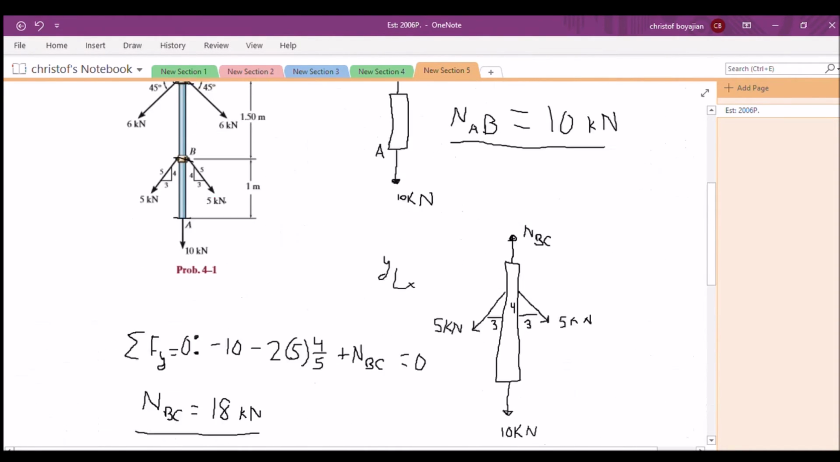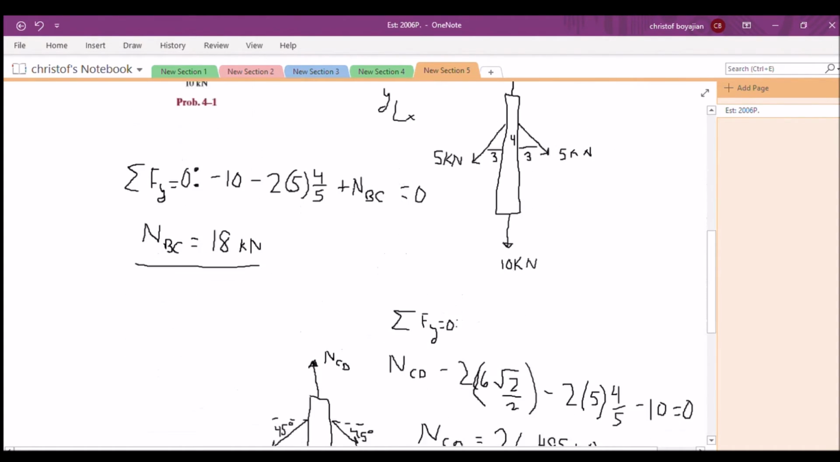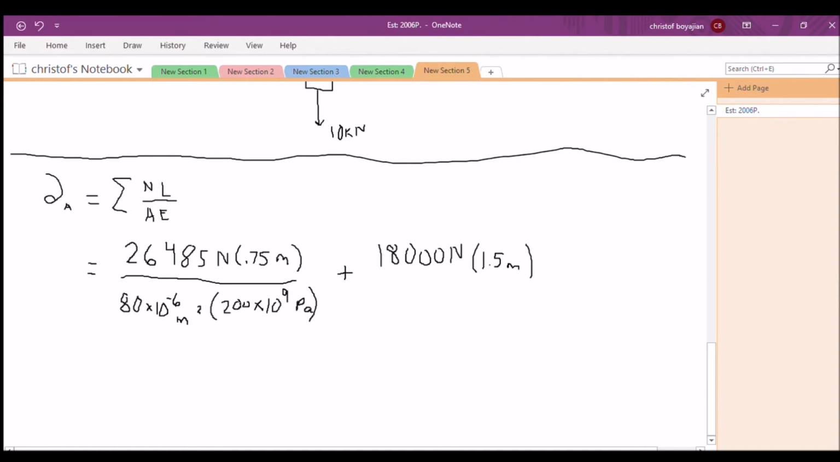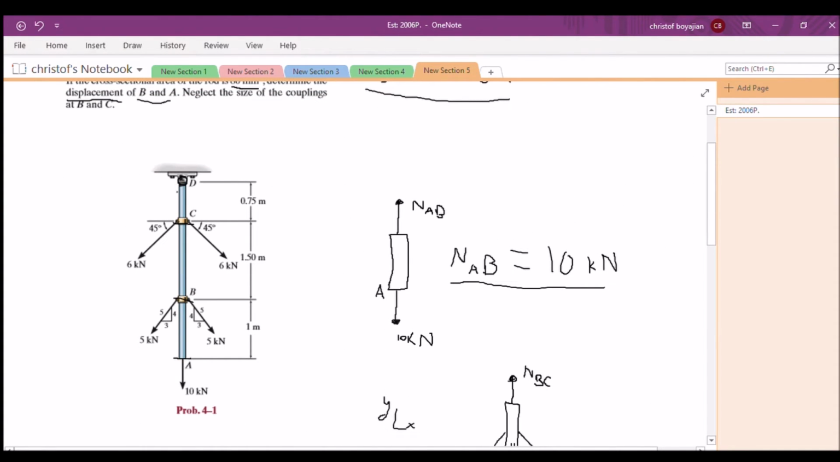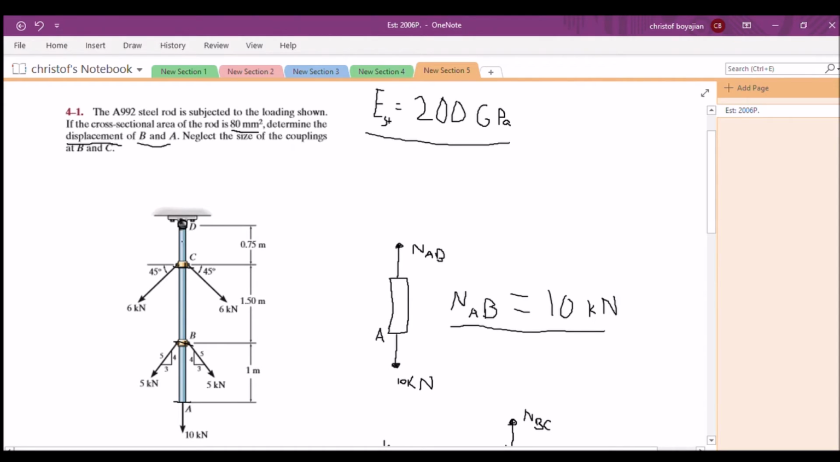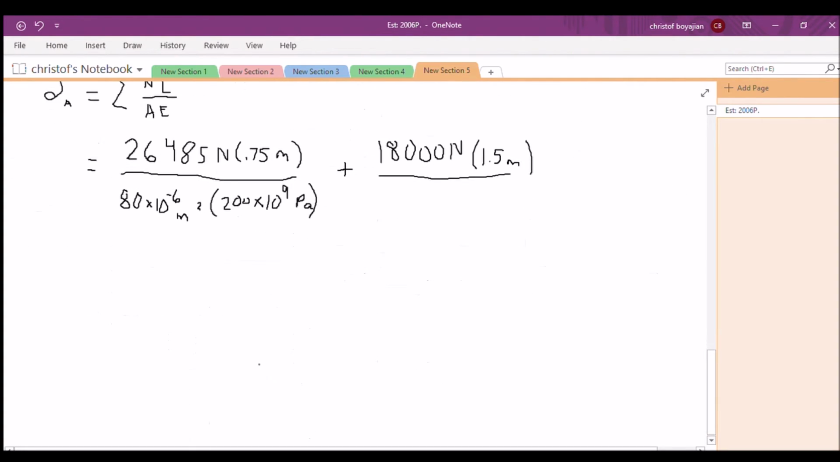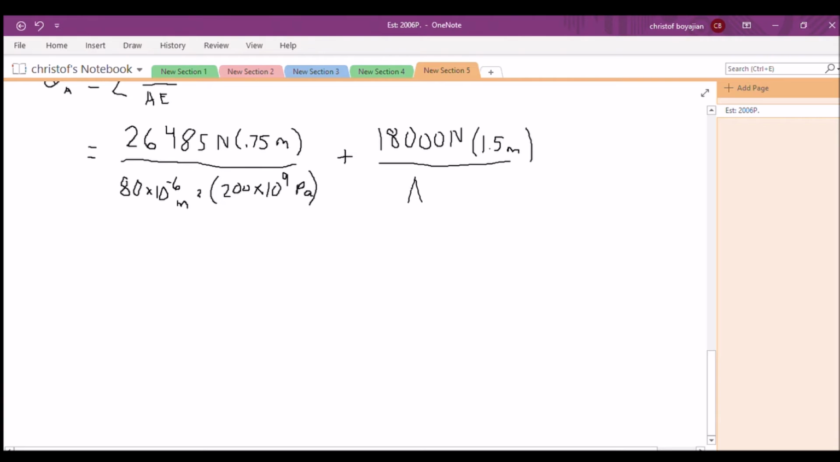So let's go ahead and do the displacement between C and B now. So what did we say that force was? We said N_BC was 18 kilonewtons, so we have 18, equivalent to that is 18,000 newtons, times the length, which is 1.50 meters, so 1.5 meters, divided by A and E, which are going to be the same throughout the entirety of this rod. Because the area of the cross section does not change, and E is going to be the same because the material throughout this rod is steel, A992 steel. So I'm going to go ahead and save us the trouble. It's going to be the same thing as this denominator over here. I'm just going to rewrite it as AE.